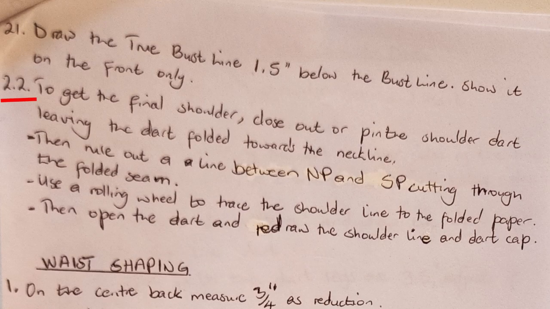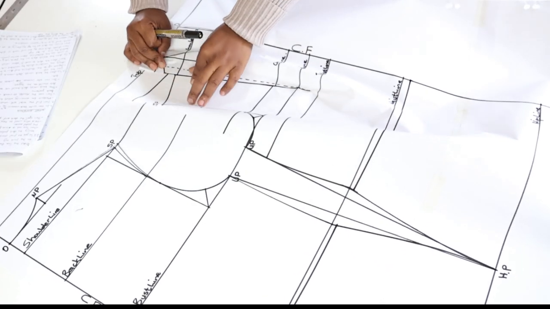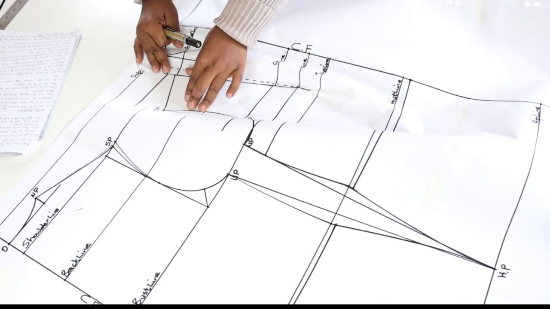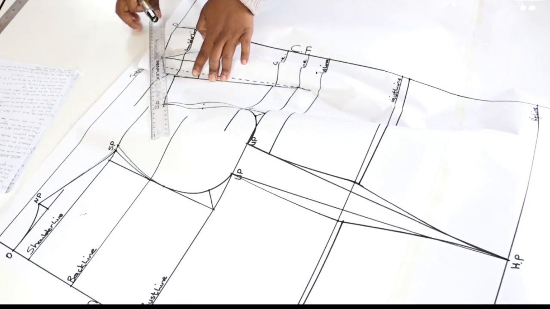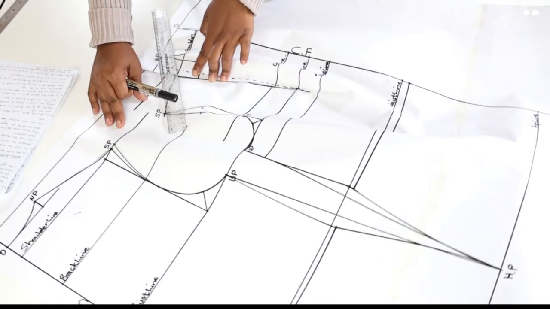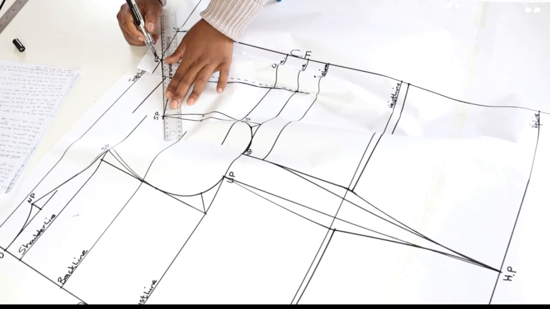Then roll out a line between NP, that is the neck point, and the shoulder point, cutting through the folded seam, like this, making sure that you hold everything in place. We are then going to place a ruler between those two. We are going to draw a straight line like so.